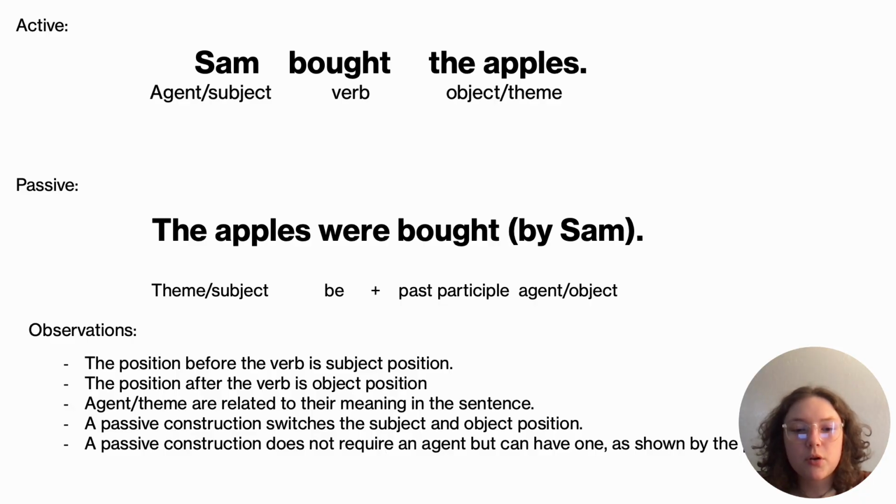And then we also notice the passive construction switches the subject and the object, and the passive construction does not require an agent but can have one, which is shown by the parentheses. And then also we do see what we talked about in the last slide, the be verb plus the past participle, or the third form, in the passive construction.